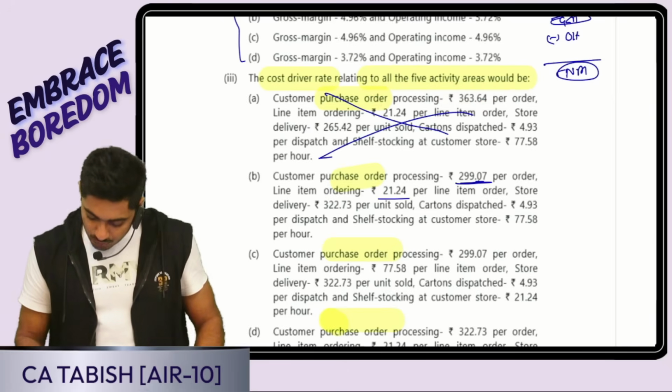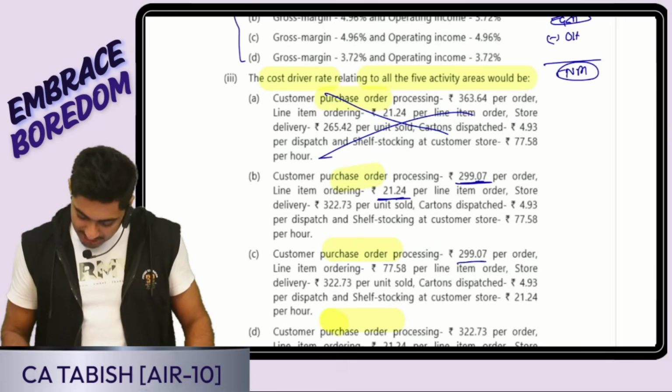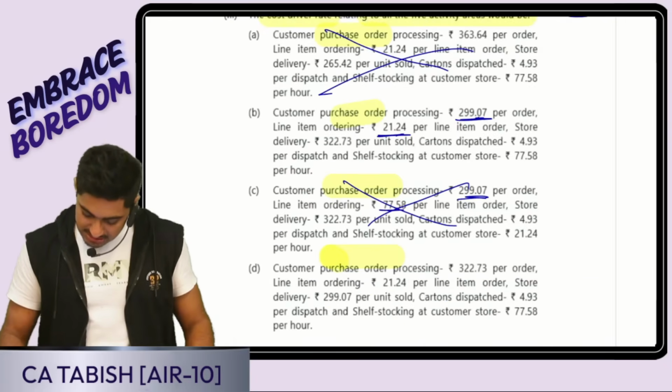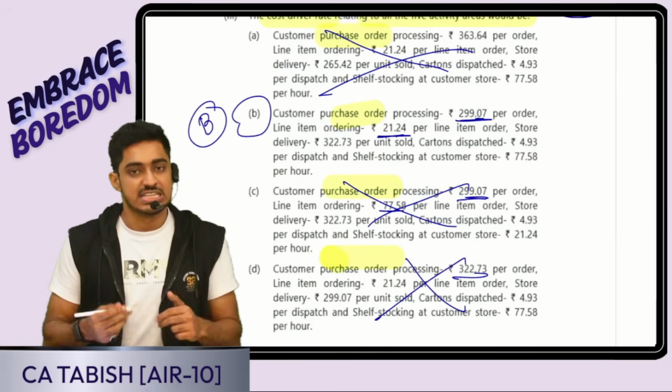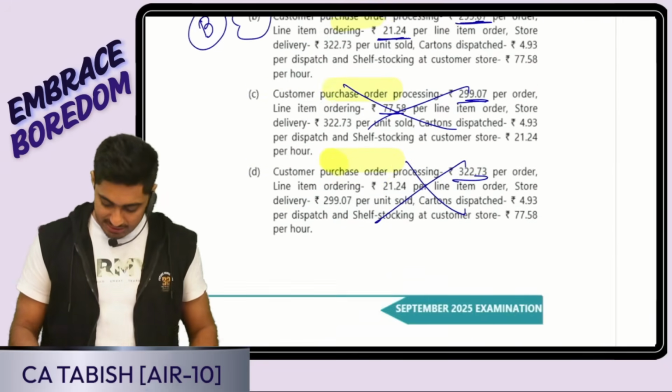299.07. Line item was 21.24. This one is 77, this is not the answer. This is 322, this is also not the answer. That means my answer should be B. This way we can quickly do it also. Is this clear, everyone? Yes.